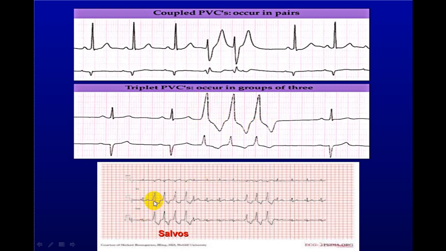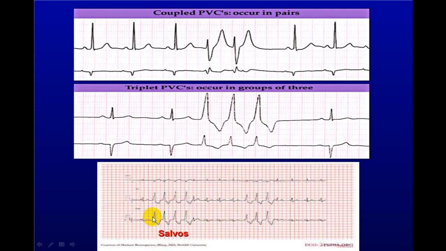Here you can see four beats together. When there are more than three beats in succession, we call them salvos, or it is also called ventricular tachycardia, because rate-wise this is more than 100 per minute. So we call it a ventricular tachycardia, but as it is not sustained, we call it a non-sustained ventricular tachycardia.